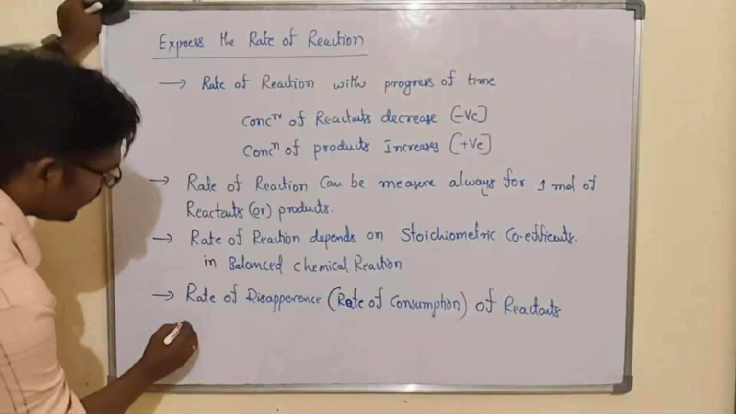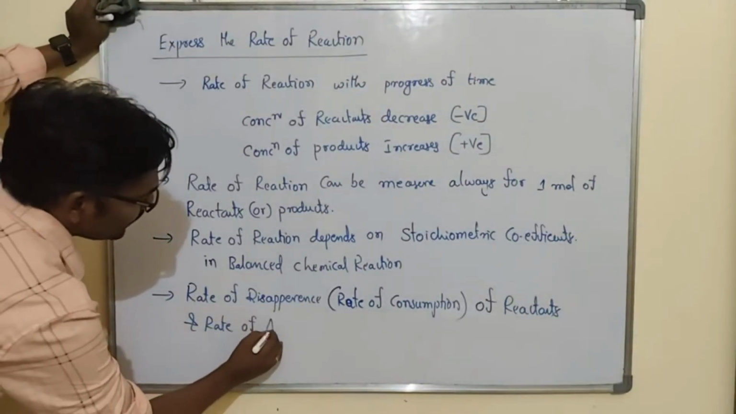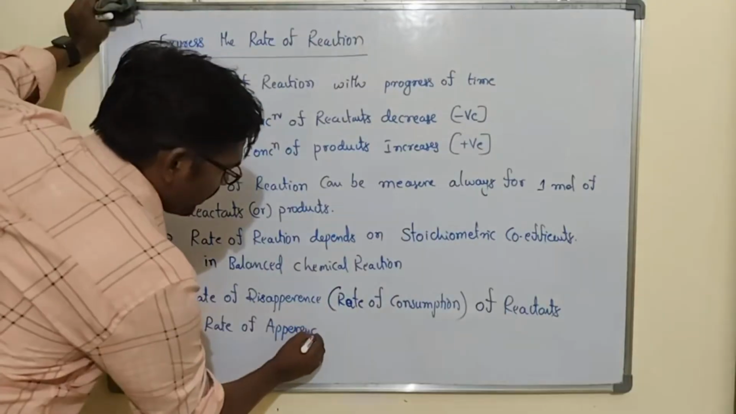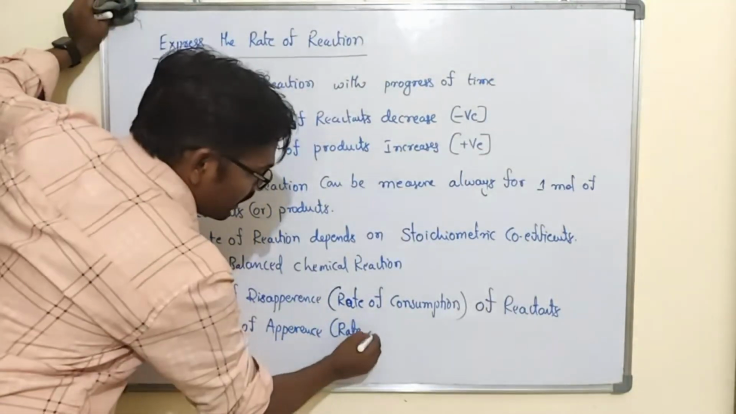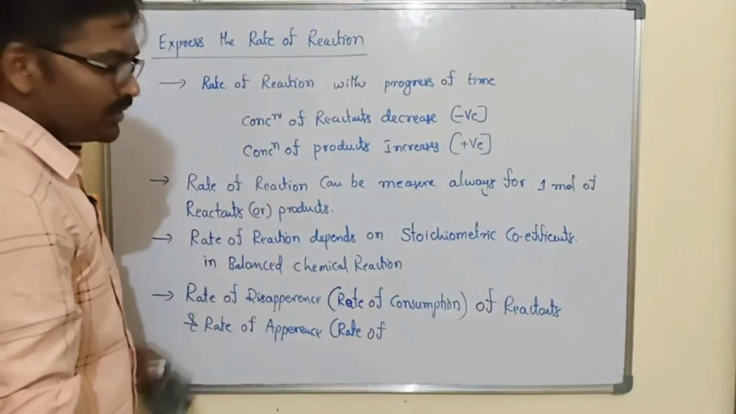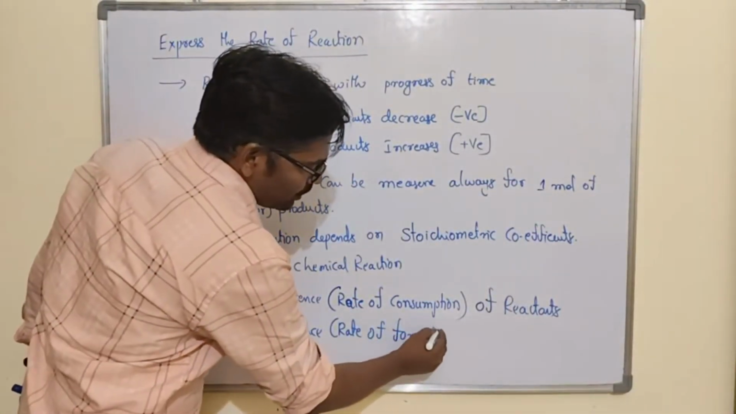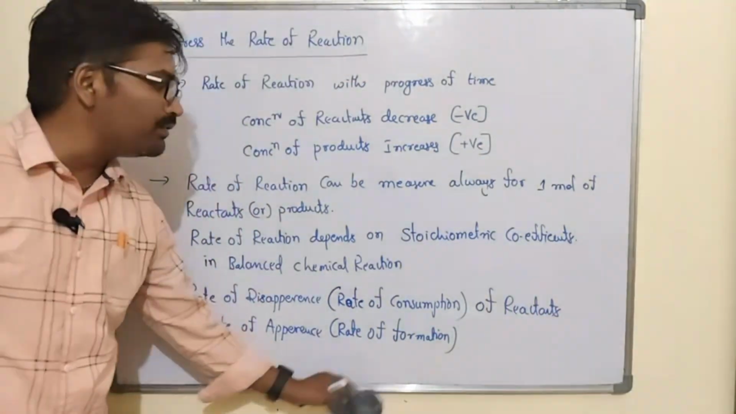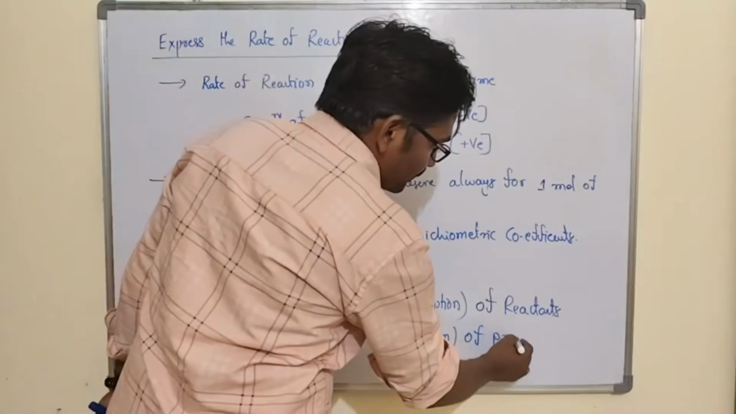Then the rate of appearance, or we call it the rate of formation. We call the rate of appearance the rate of formation, and we use this for products.